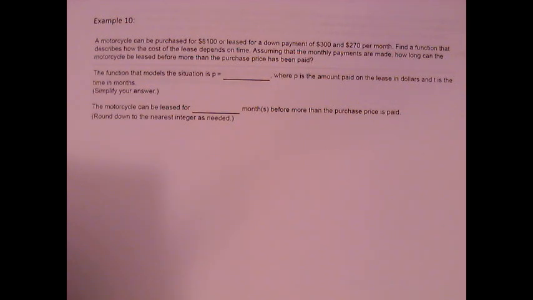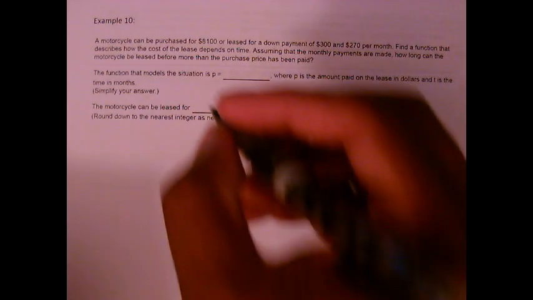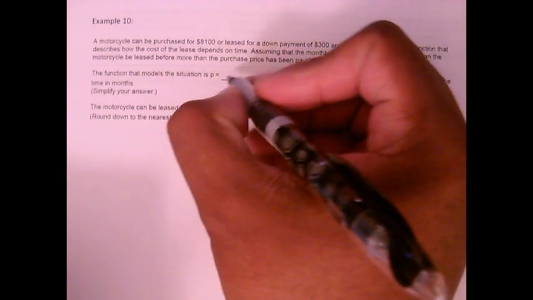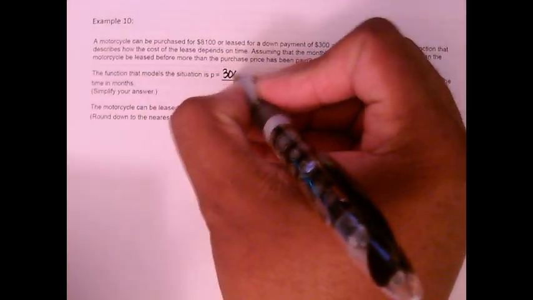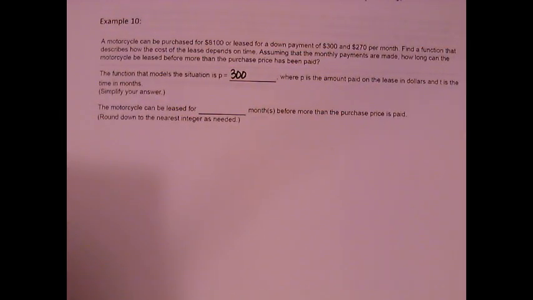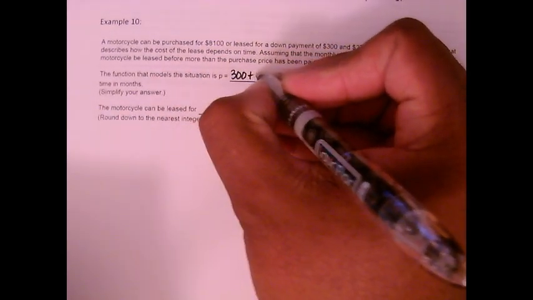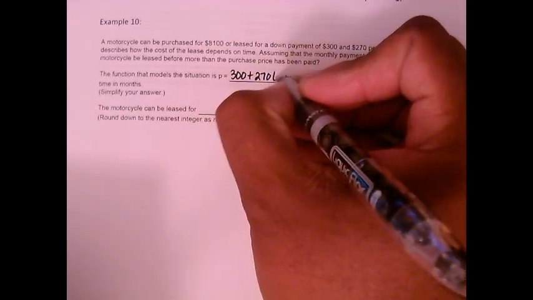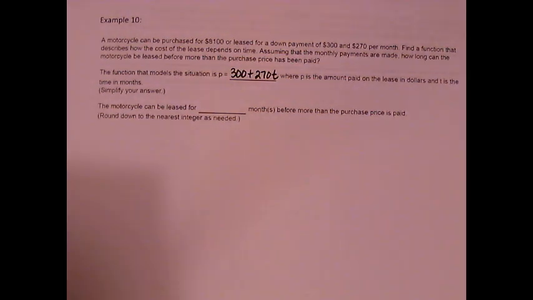Now it can be leased for a down payment of $300 here. So we got P already there equal to the $300 down payment and $270 per month. Here T is going to be the time in months, so we're going to add 270 times T. That will be the function that models the situation. P is equal to 300 plus 270 times T.